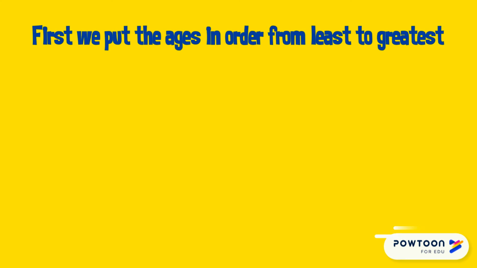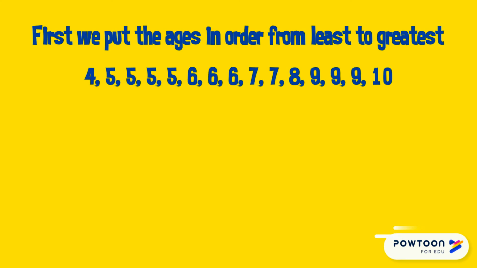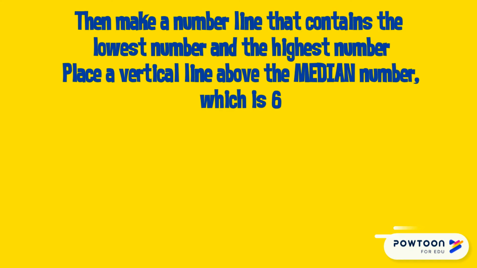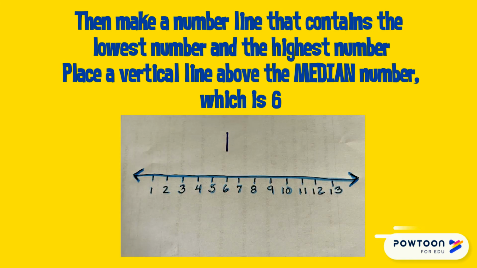First, we put the ages in order from least to greatest. Then we find the middle number, and that is called the median. Here, the median is 6. Then make a number line that contains the lowest number and the highest number. Place a vertical line above the median number, which is 6.